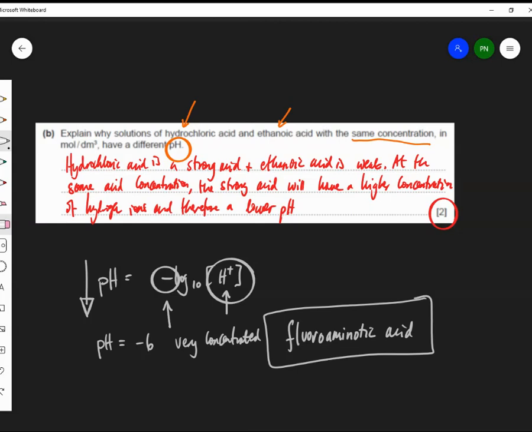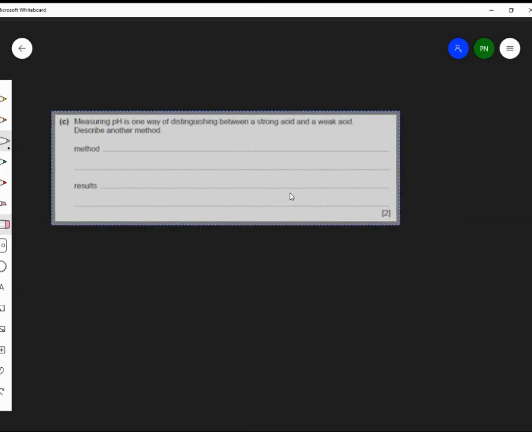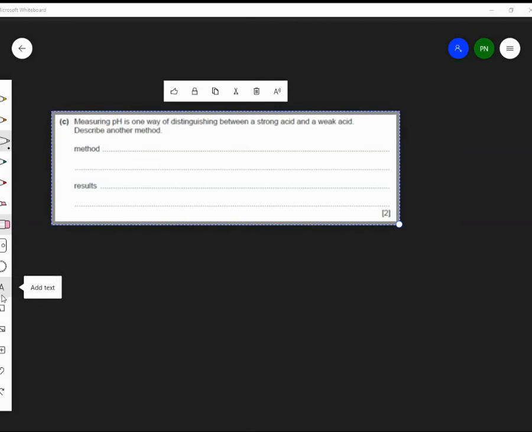Right, now where are we? This one. And the last one of the day because everyone's tired. Okay, how about this then? Measuring pH is one way of distinguishing between strong acids and weak acids. What's another way? How else could you do it? And then we're going to call it a day. You can measure the pH, but what else could you do?